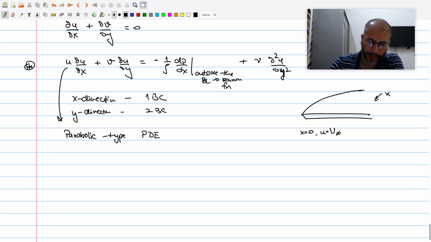So what it means is, another example of parabolic type of equations is the parabolic type PDE in x direction. You need a longer discussion here as to what these types are and so on, but what this means is that the x direction, the x coordinate, it behaves like a time coordinate.